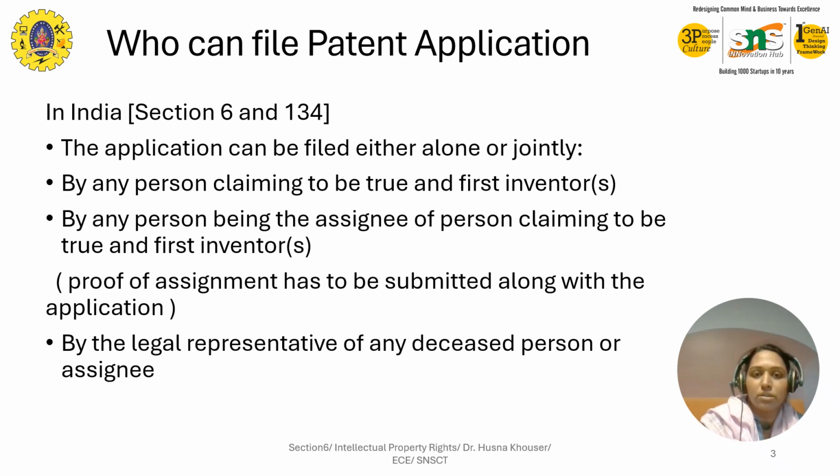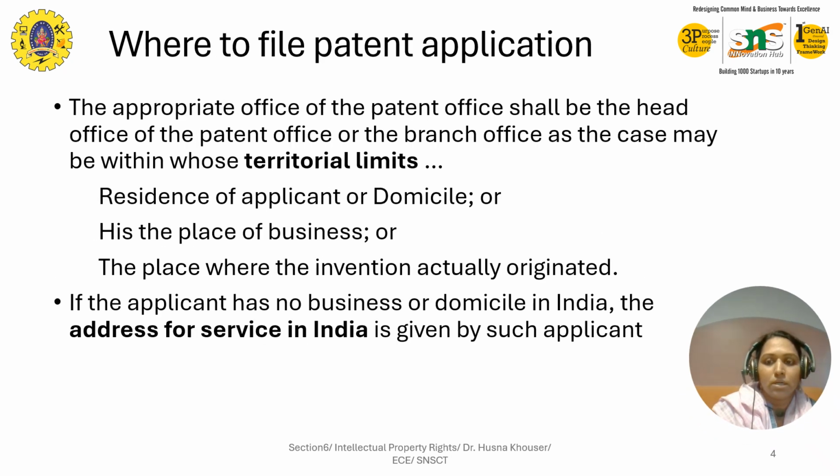Next, we'll see what sections are used for filing a patent. The application must be filed in the appropriate office of India, that is, the patent office. We have to see that the appropriate office is identified based on territorial jurisdiction, according to the place where the true and first inventor resides, or has domicile, a place of residence, or a place of business. Based on this address and location, we can identify the patent office.